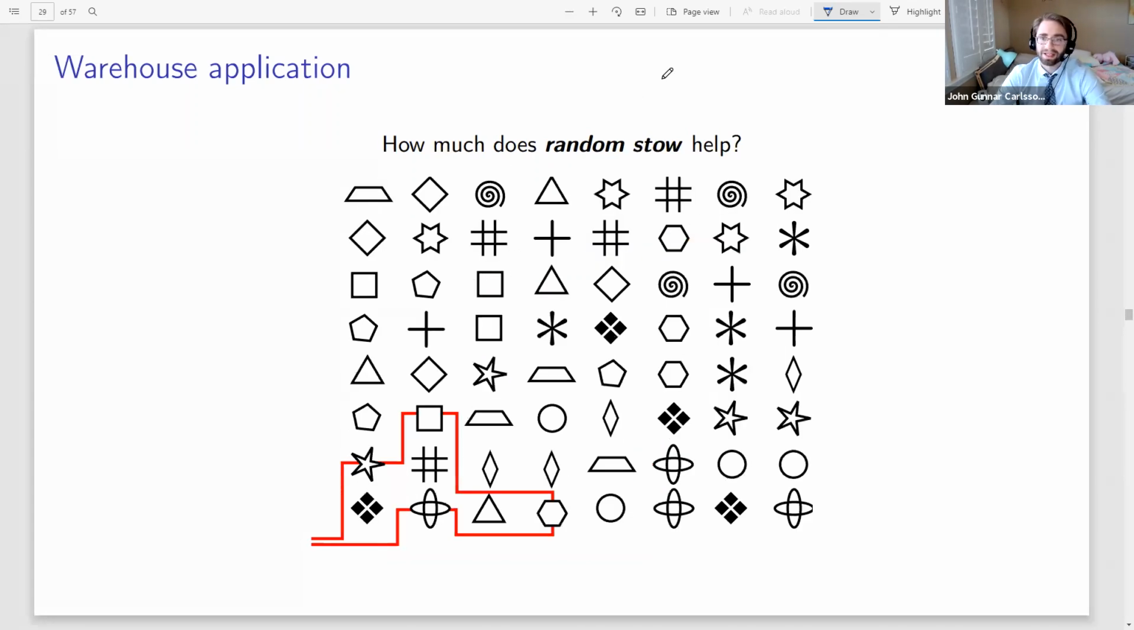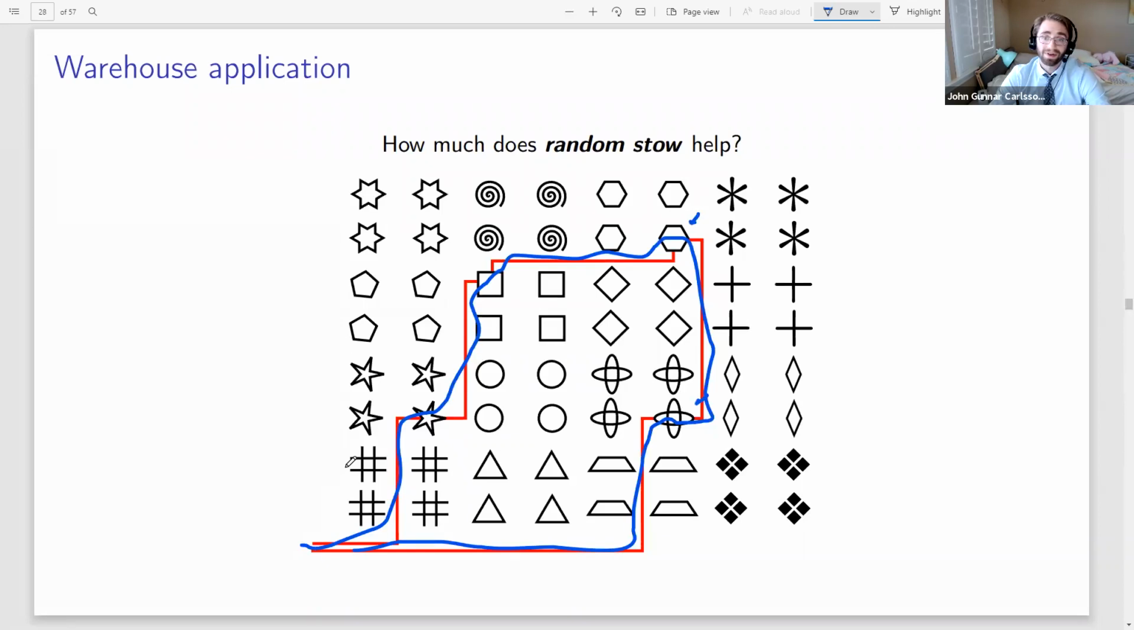Now, random stow would look like this, right? It's chaos. Everything is just scattered everywhere. As long as you have a computer that's keeping track of these things, called a warehouse management system, I could tell you that, okay, this is the new shortest tour that visits a star and a square and a hexagon and a nuclear symbol. And you can see the length of this is shorter than this one over here.